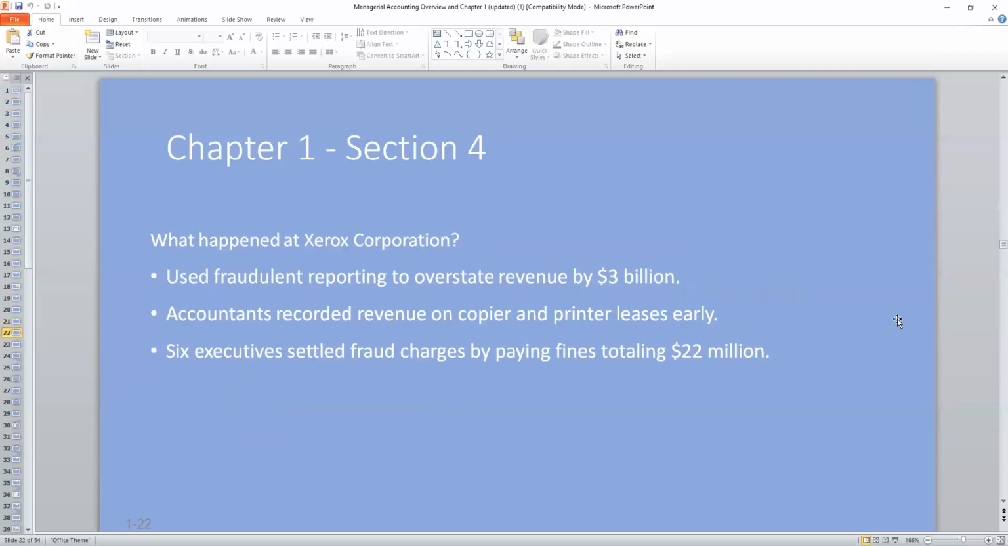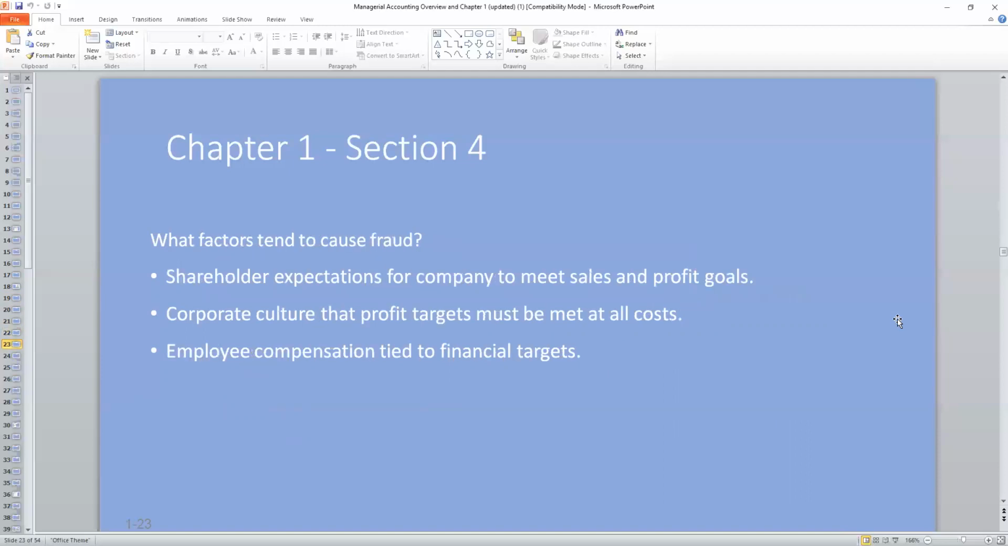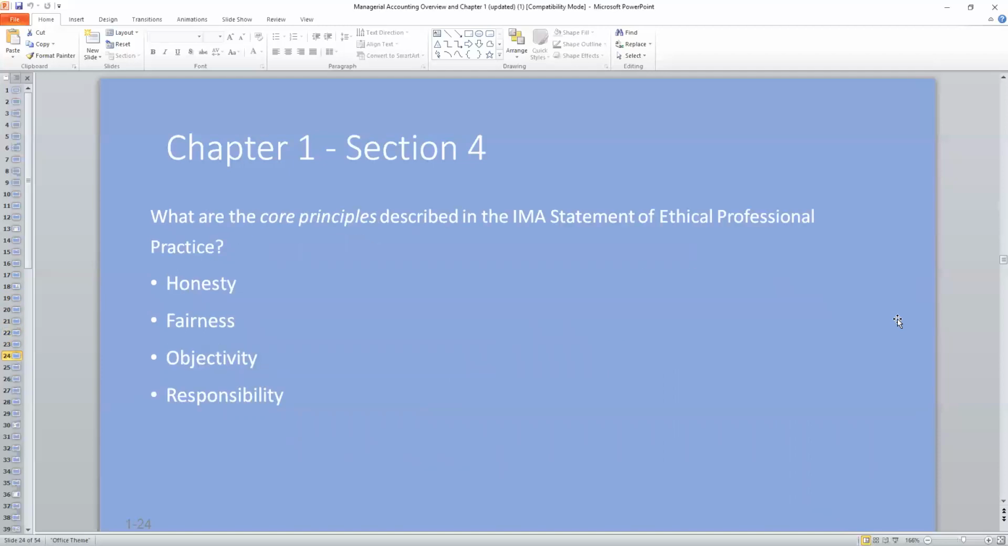So you can read through some of the things that happened at Xerox and at Enron, but at the end of the day, what we expect and what we need from the financial accounting world is honesty, fairness, objectivity, and responsibility. So part of that is this idea that we're going to remain competent, and that we're going to stay abreast of the changing needs in terms of rules and regulations. A big part of it is to be objective and to be independent from influence that would distort what we think is actually the right numbers and the right way to do things.